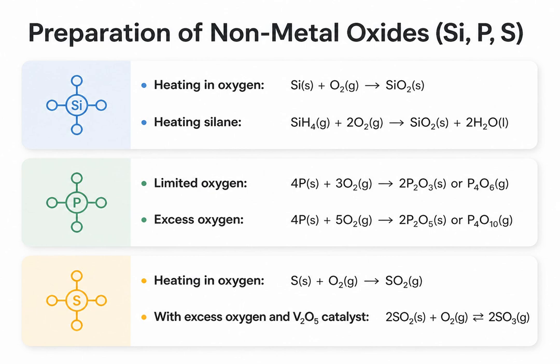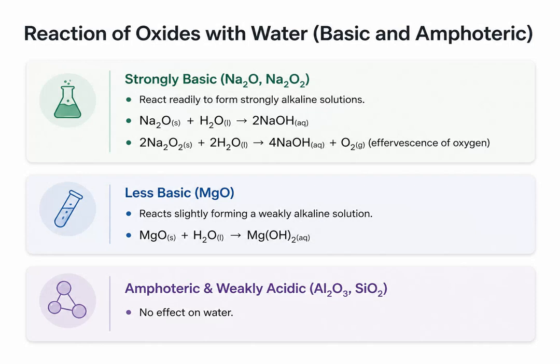Phosphorus is quite reactive. Burning white or red phosphorus in a limited supply of oxygen yields phosphorus(III) oxide, whereas an excess of oxygen pushes the reaction further to form phosphorus(V) oxide. Sulfur burns in a stream of dry oxygen to form sulfur dioxide. To get sulfur trioxide, we must use excess oxygen, high pressure, and a vanadium(V) oxide catalyst to drive the reversible reaction forward. When we drop these oxides into water, their basic or acidic nature becomes very apparent.